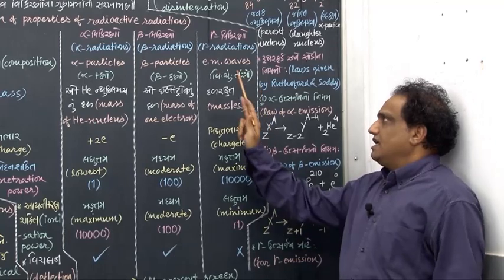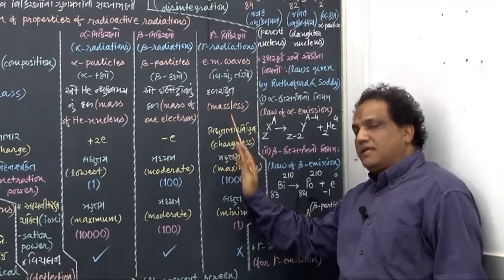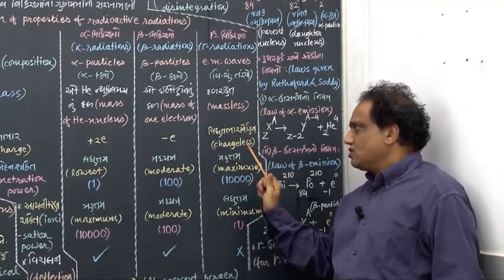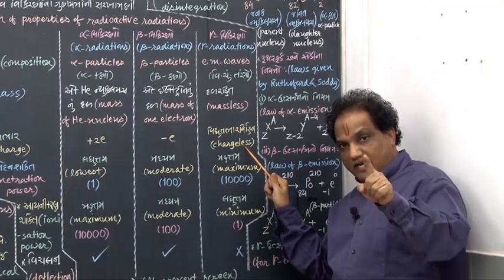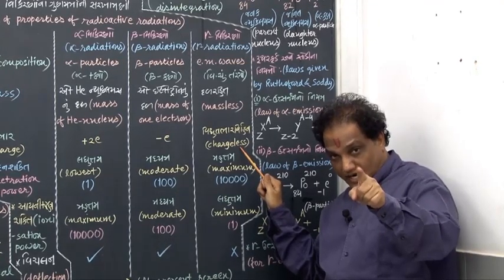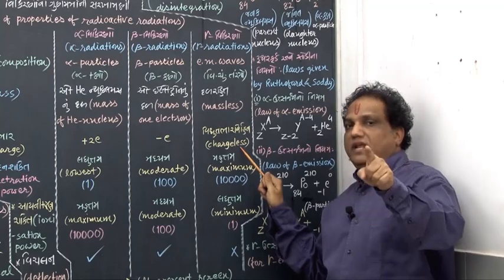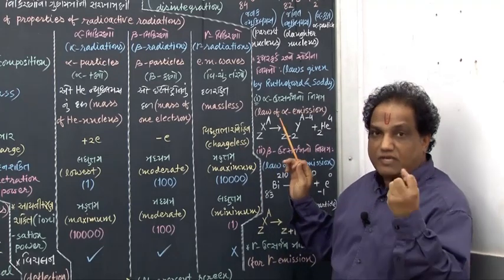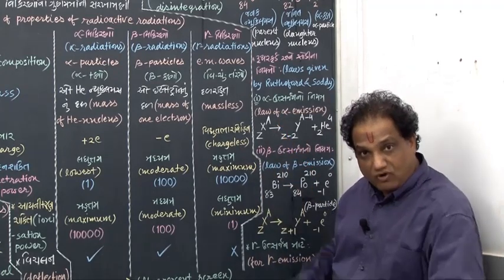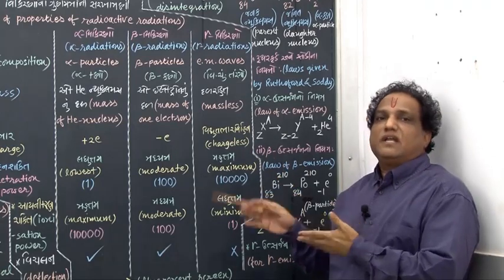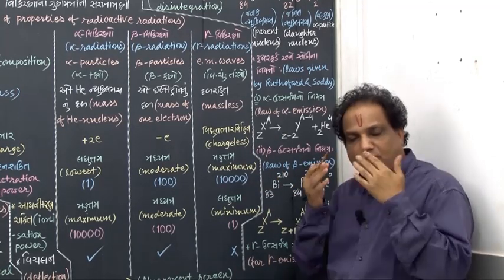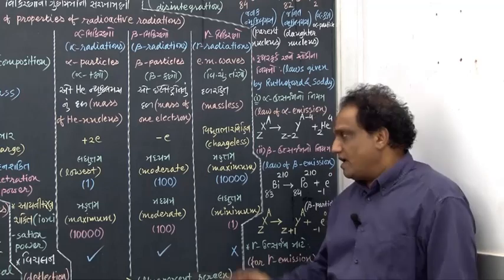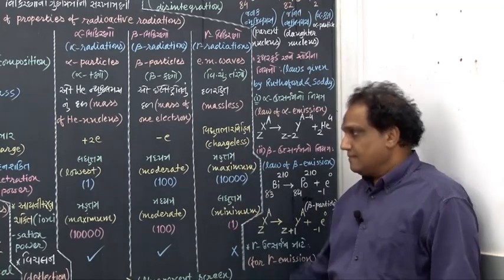And because these electromagnetic waves are massless, they have to be chargeless also. Don't write electrically neutral, because electrically neutral means whatever is the amount of positive charge, the same is the amount of negative charge. But here there are no charges at all, neither positive nor negative. So better you write chargeless.